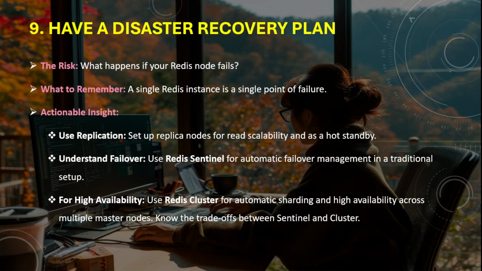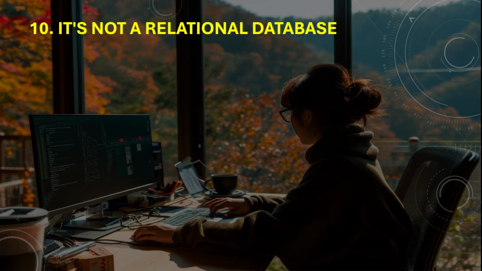Use replication, set up replica nodes for scalability and as a hot standby. Add automatic failover. Use Redis Sentinel to automatically manage failover in a simple setup. And for high availability, use Redis Cluster for automatic sharding and high availability across multiple masters. And don't wait for a failure to happen in your app. Plan your architecture for high availability from the start.